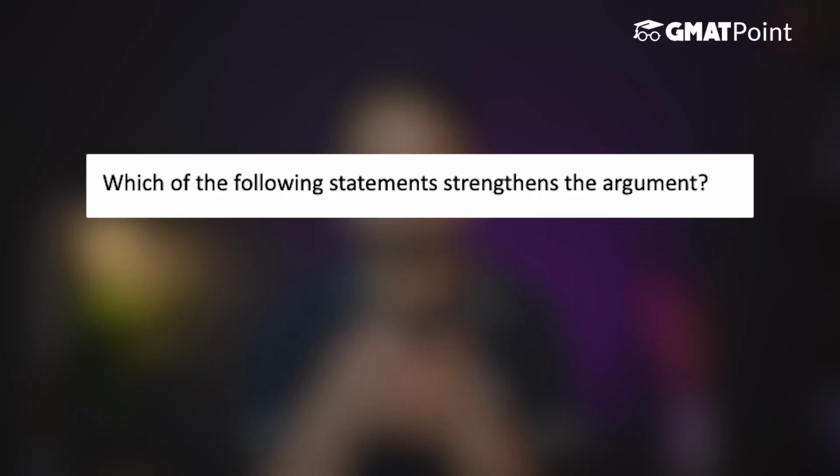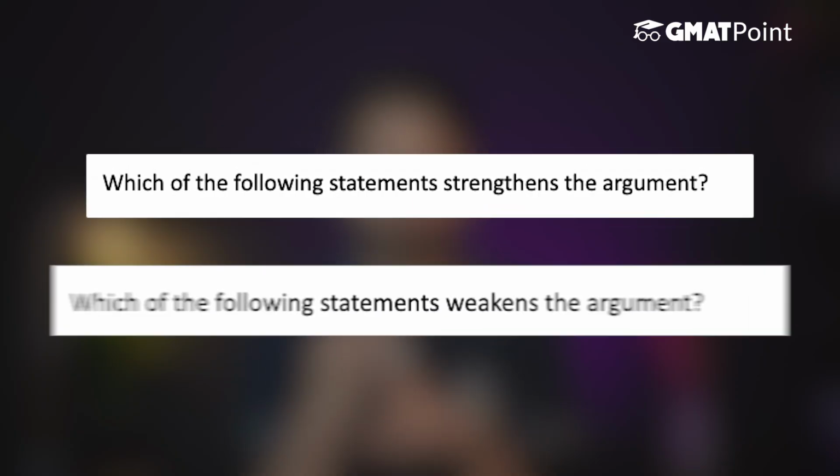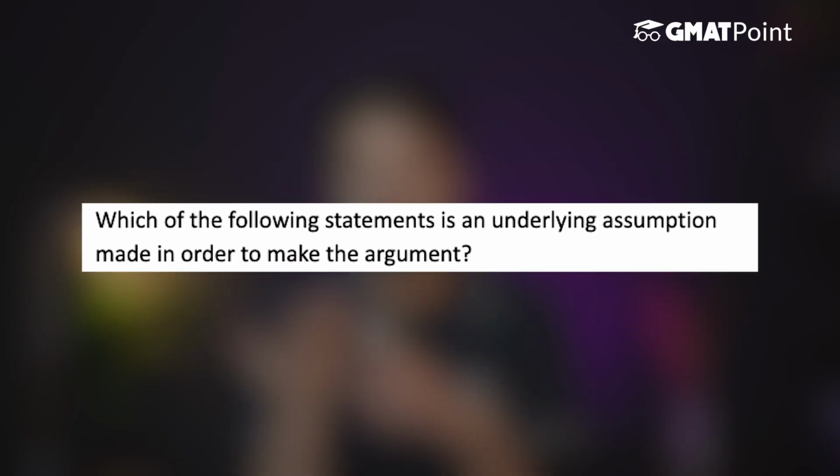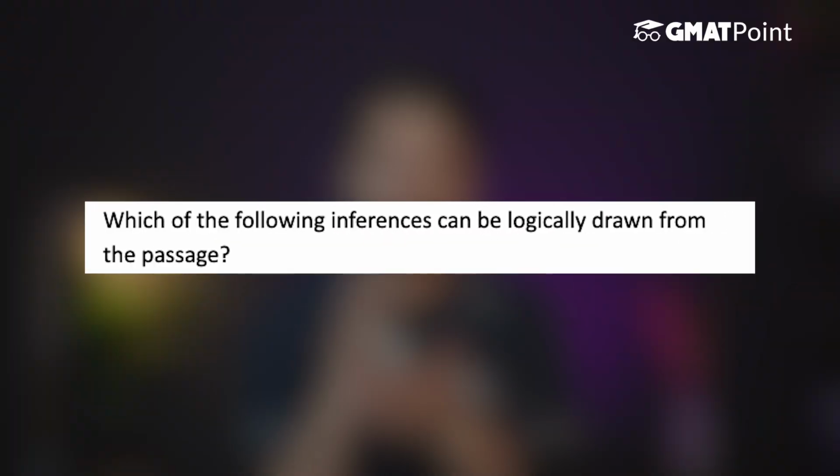The first and the largest category concerns the evaluation of the argument. Questions might ask you to identify statements that strengthen or weaken the argument. They may also ask you to identify the underlying assumption for that argument. The second category is logical inference. Similar to RCs, you are supposed to recognize what might logically follow from the argument.